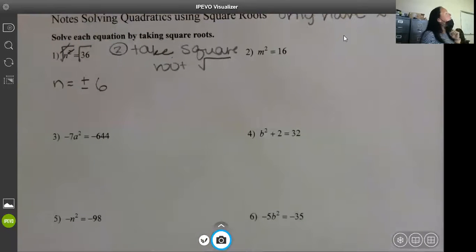Just like we were doing before with factoring, we would have 2 answers, right? We would change the sign inside of parentheses and have 2 answers. It's the same exact thing. Make sure you have 2 answers.